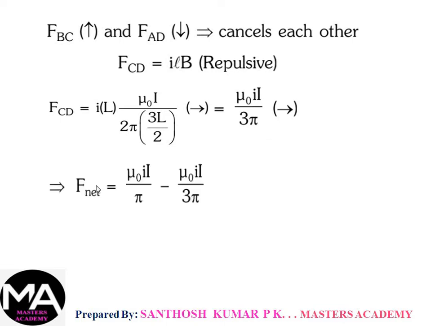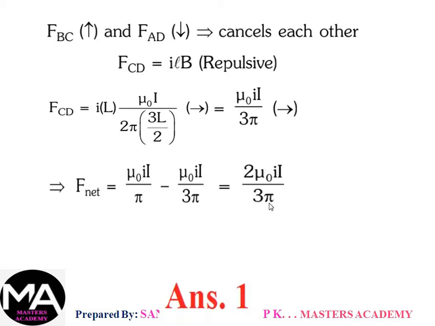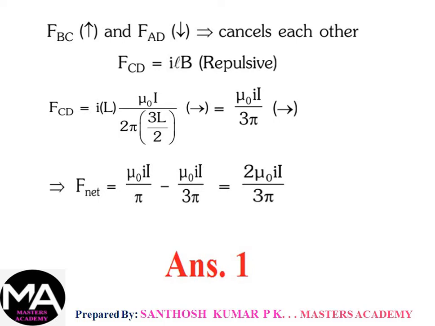Therefore the total or resultant force is mu naught into I by pi minus mu naught into I by 3 pi, because they are opposite. Therefore the answer is 2 mu naught into I by 3 pi. Therefore the answer is the first option.